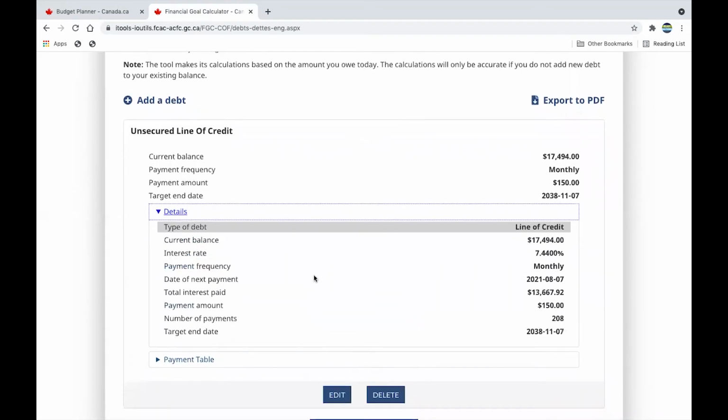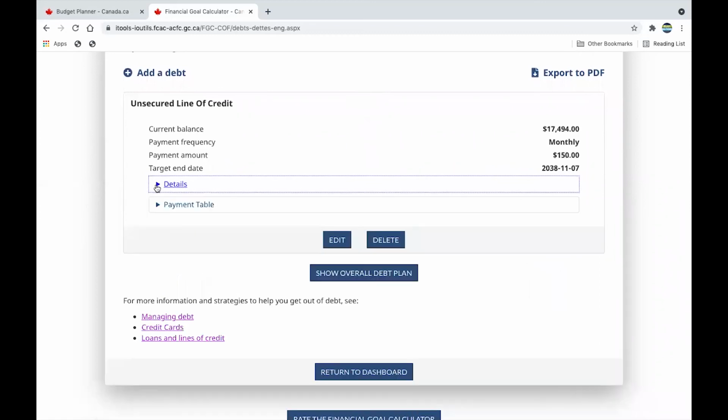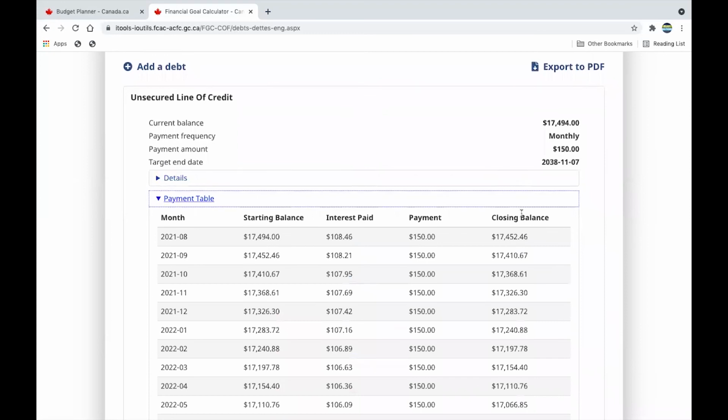On the details, it tells you the current date, interest rate, payment frequency, the next time you're paying, and total interest paid. For the duration of this particular target end date, you're going to pay a total interest of 13,667. That is high, right? It's also going to show you the number of payments. This might be confusing for a lot of people, so let's look at the payment table so you can understand how this is calculated.